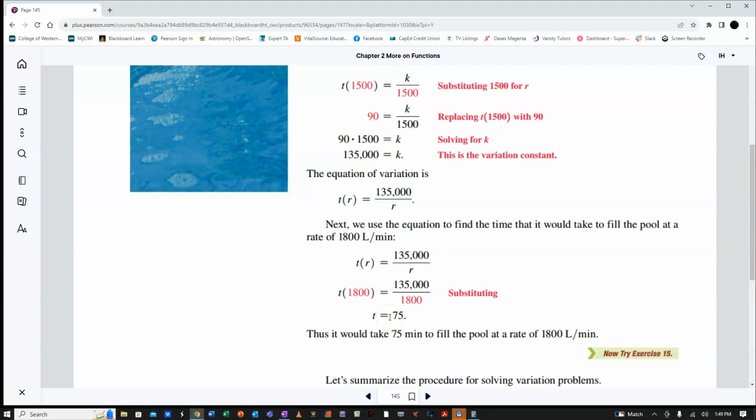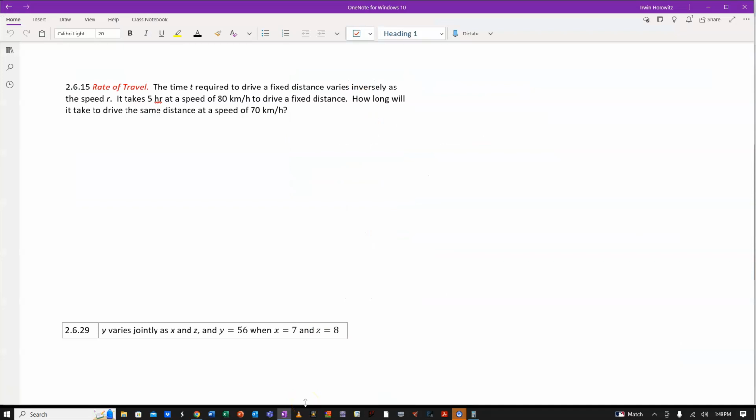So we'll go ahead and do exercise 15 next. Here we have the time t required to drive a fixed distance will vary inversely as the speed r.